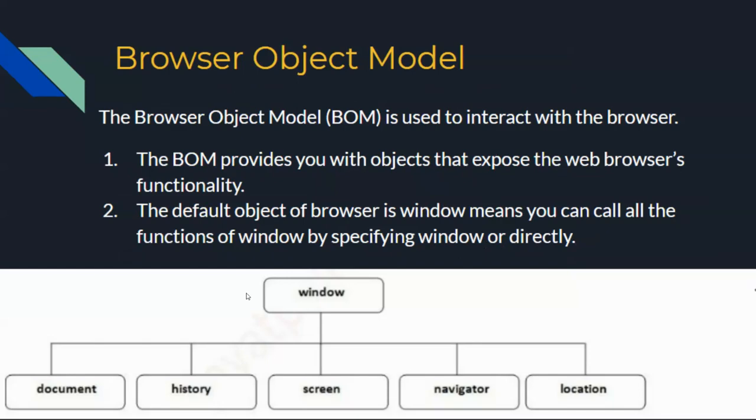So the next topic is browser object model. Till now we have seen document object model. There is another topic called browser object model. The browser object model is used to interact with the browser. So how can you interact with the browser?